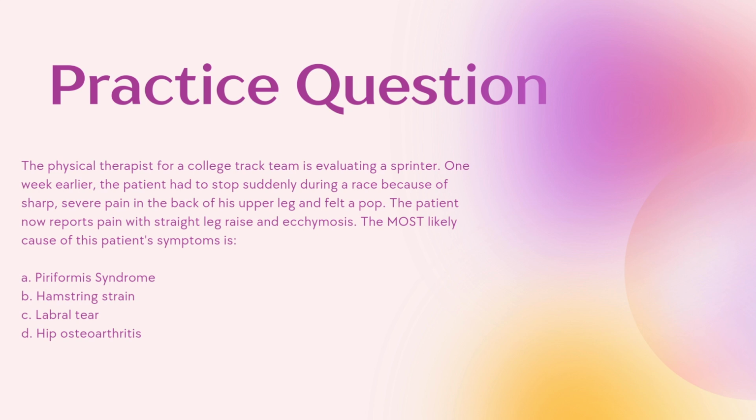Labral tear, so that's not necessarily going to be posterior leg pain. It would be deep groin pain, and it wouldn't be painful with straight leg raise, or you wouldn't really see any bruising with a labral tear. Hip OA doesn't sound like the age for this patient, college track team, and the mechanism of injury would be more degeneration, wear and tear, not that they were running and had a pop. So hamstring strain, B, is the best answer.